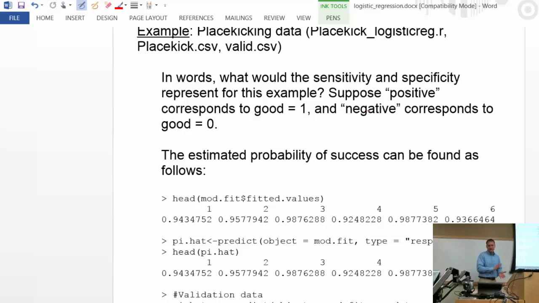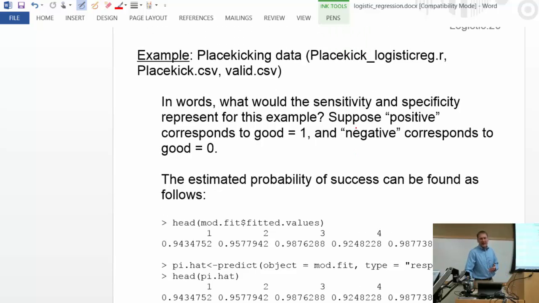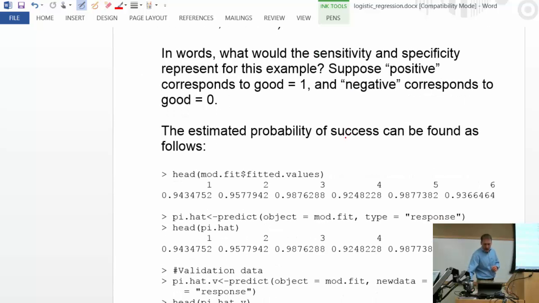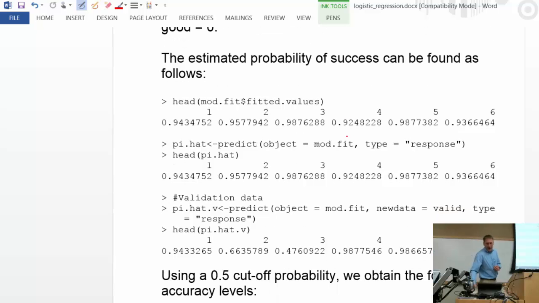Okay. First of all, what would the sensitivity be in words for the place kicking data set? It's the probability of a success classified as a success, given it is truly a success. Specificity is the probability of classified as a failure, given that it truly was a failure. Okay, so that's the sensitivity and specificity in this context. So the first thing that we have to do in order to get to the ROC curve is find the estimated probability of success for our place kicks.